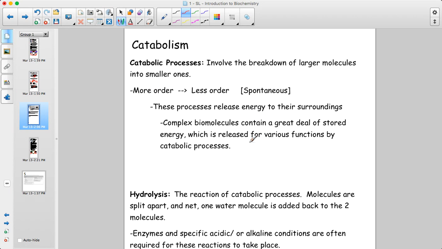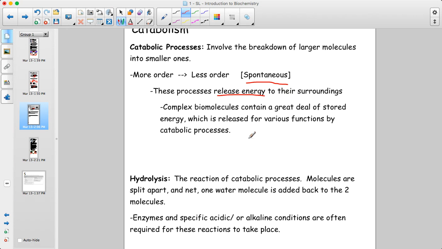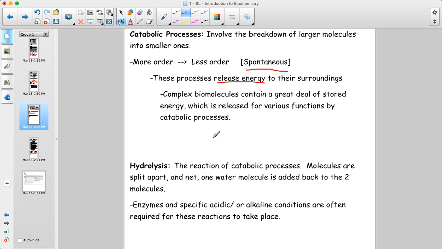The way we break them down are these catabolic processes. So following up on what we just said, when you do catabolism, you go from more ordered big molecules to these less ordered small molecules, and that's going to be much more disorder, and that's going to be spontaneous. So these processes release energy to the surroundings, usually as heat. And so the complex biomolecules contain the stored energy, and we can release that energy for lots of functions, either just to power us through our day, or for that energy to be used to build other molecules, or for that energy to keep us warm. So there's lots of reasons why we break down molecules.